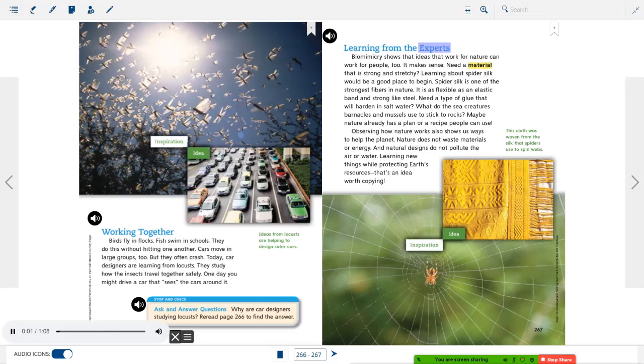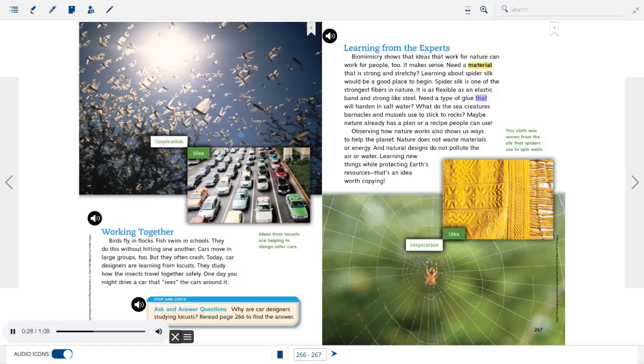Learning from the experts. Biomimicry shows that ideas that work for nature can work for people too. It makes sense. Need a material that is strong and stretchy? Learning about spider silk would be a good place to begin. Spider silk is one of the strongest fibers in nature. It is as flexible as an elastic band and strong like steel.